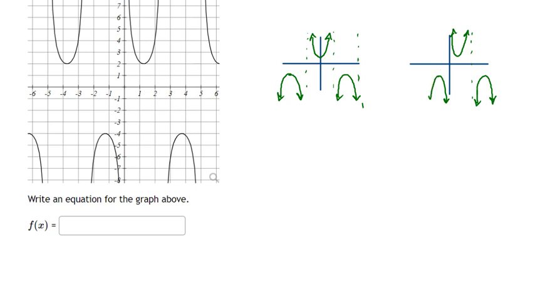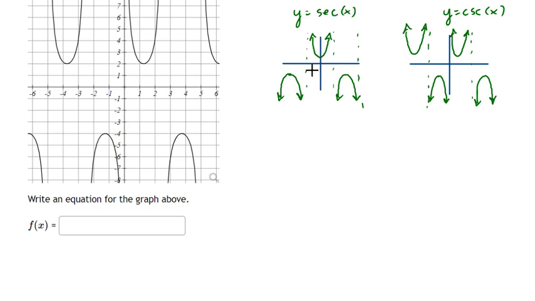And remember, you can always remind yourself of why they have this shape by remembering that the secant is 1 over the cosine, and the cosecant is 1 over the sine. So anywhere there was a 0 for sine, cosecant's going to have a vertical asymptote there. And anywhere cosine had a 0, secant is going to have a vertical asymptote there.